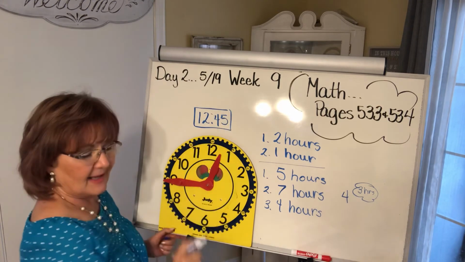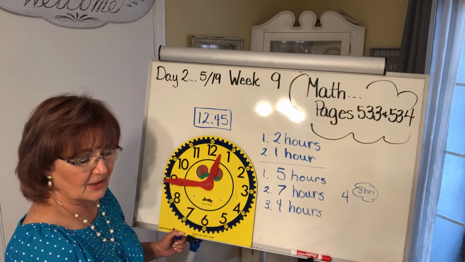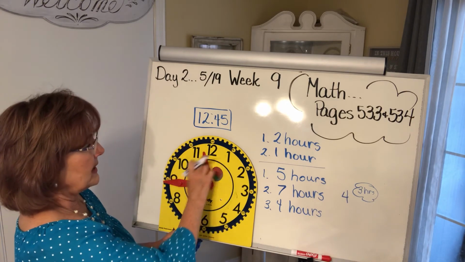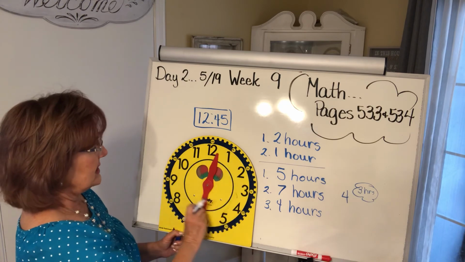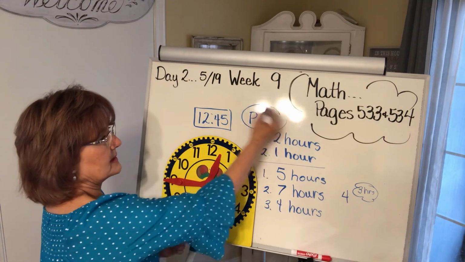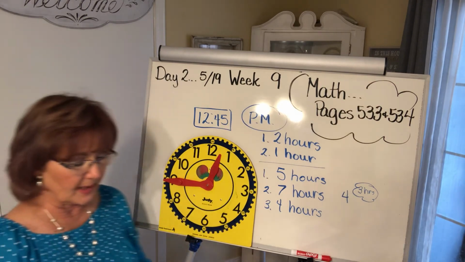So 12:45 goes in the box. Now, is that AM or PM? He started in AM, but all of a sudden, did you notice? He passed the 12 noon. Now it is the PM, right? So you should circle PM.